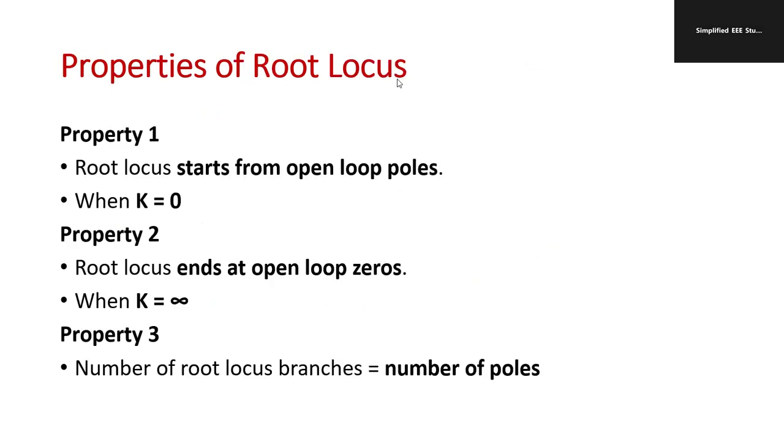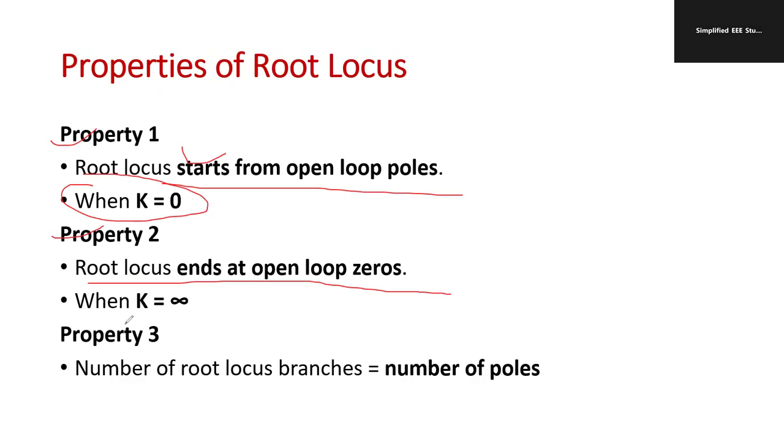What are the properties of root locus? This may be asked in the examination or any other viva. First property, root locus starts from open loop poles. That means whenever k is equal to 0. Second property says that root locus ends at open loop zeros. That is whenever k is equal to infinity. Starting and ending we should understand. So that is what we are going to study, the path whenever the gain k varies from 0 to infinity.